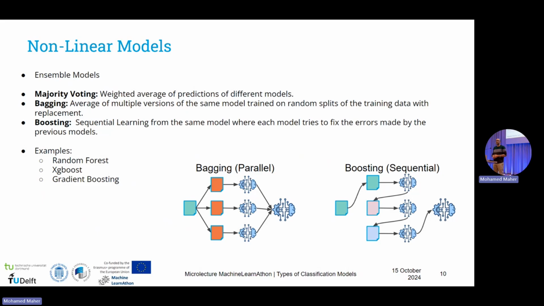So we have examples of ensemble methods such as majority voting, which makes a weighted average of the predictions of different models. We have bagging, which is an average of multiple versions of the same model, trained on random splits of the training data. We have boosting, which is sequential learning from the same model, where each model tries to fix the errors made by the previous models. So these are three categories of ensemble methods, and of course, these ensemble methods can be considered nonlinear models.